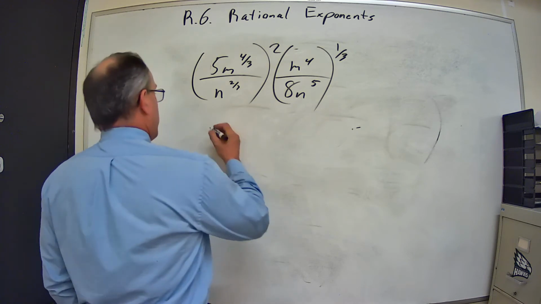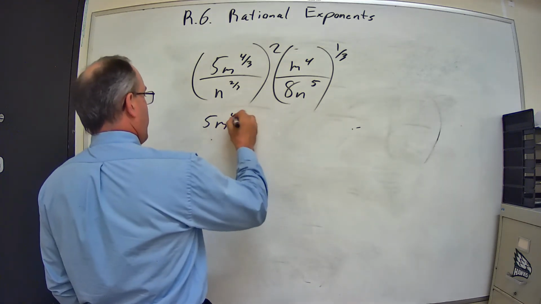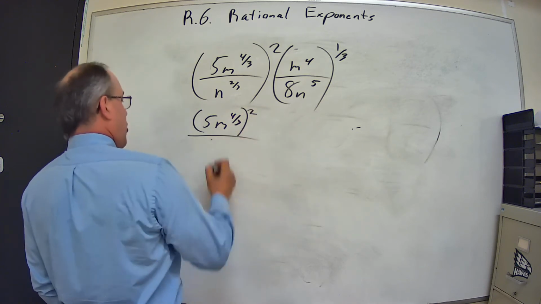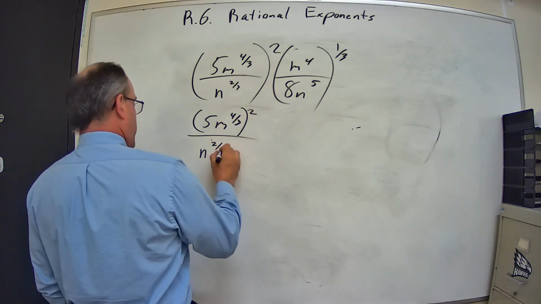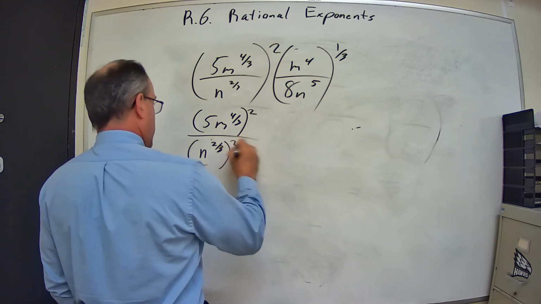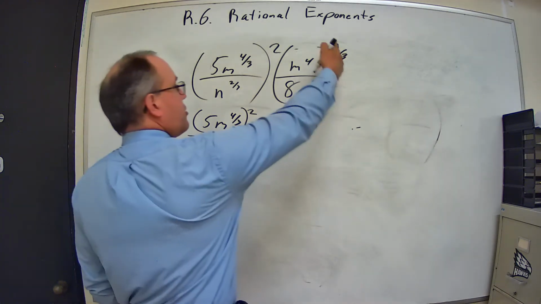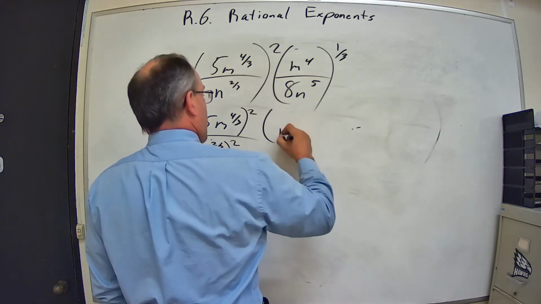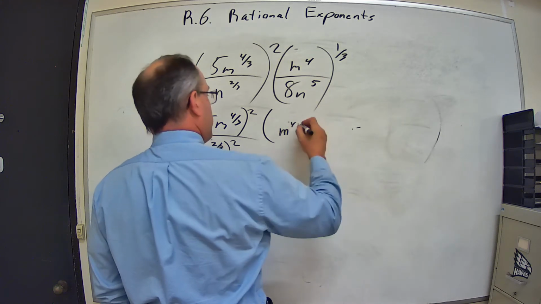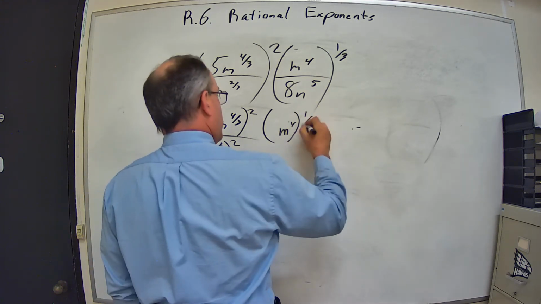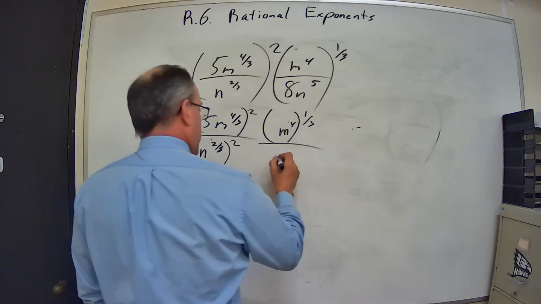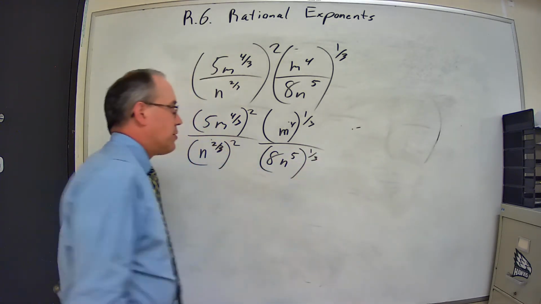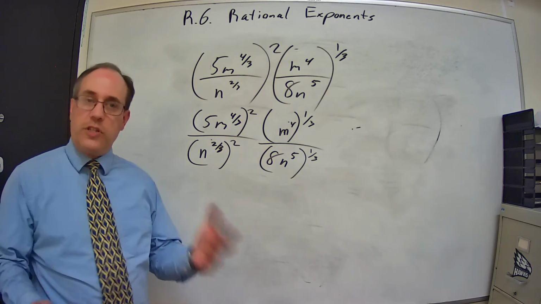So I can make this 5m to the 4/3 squared over n to the 2/3 squared. And I'm going to do the same thing here, times m to the fourth to the 1/3 over 8n to the fifth to the 1/3. So it's a start.